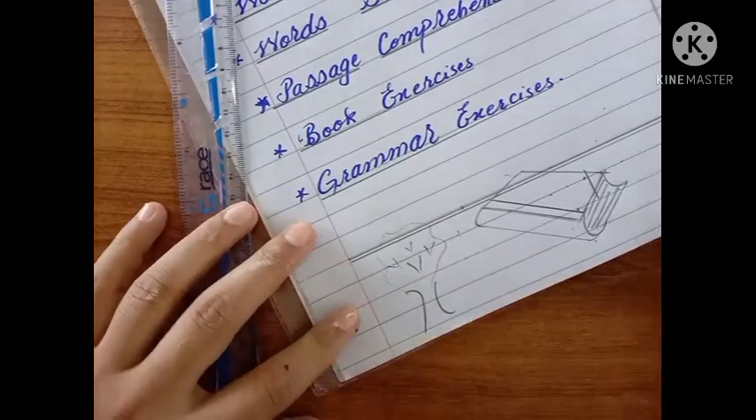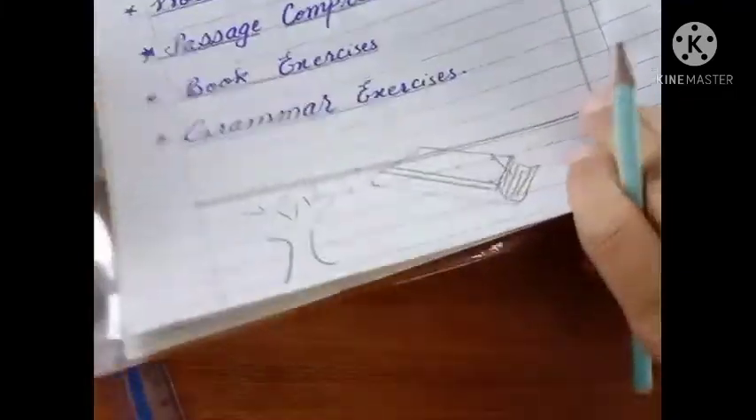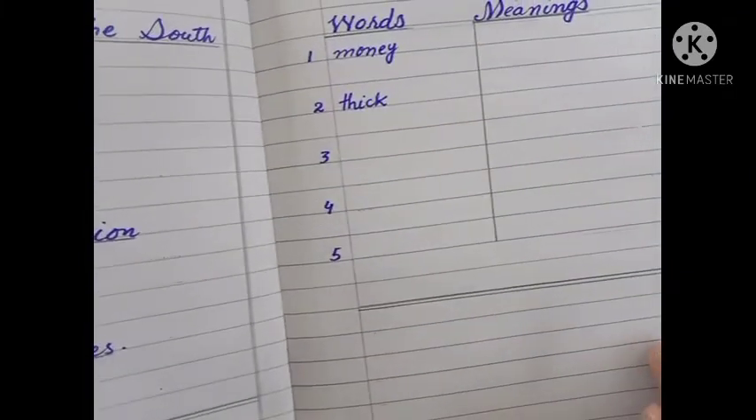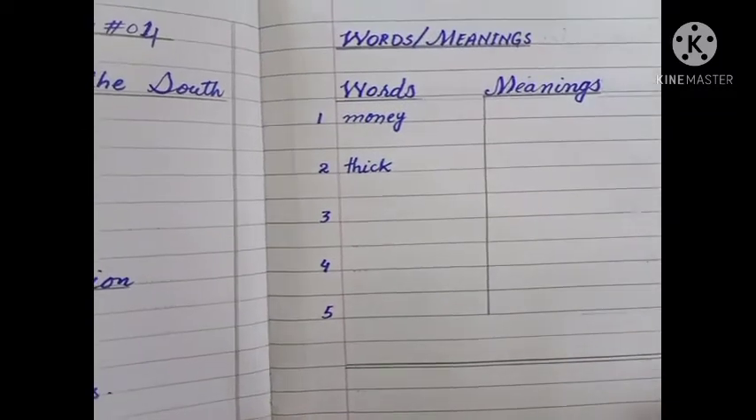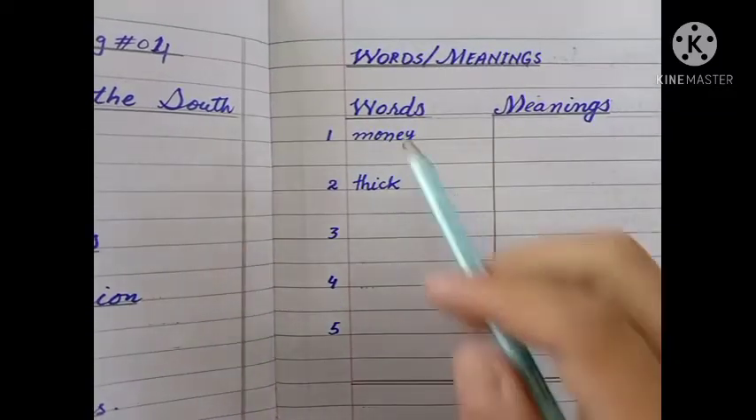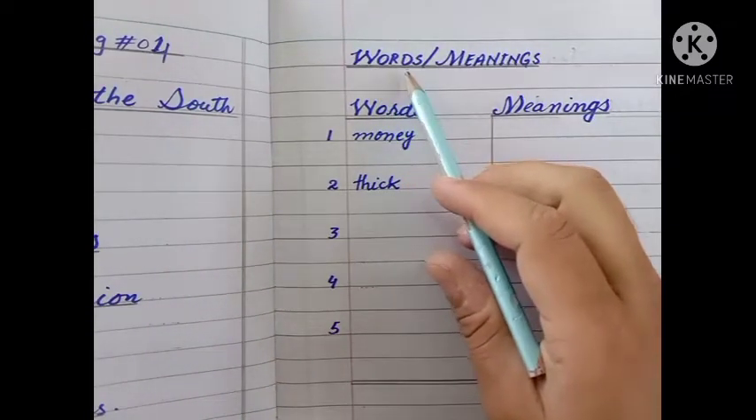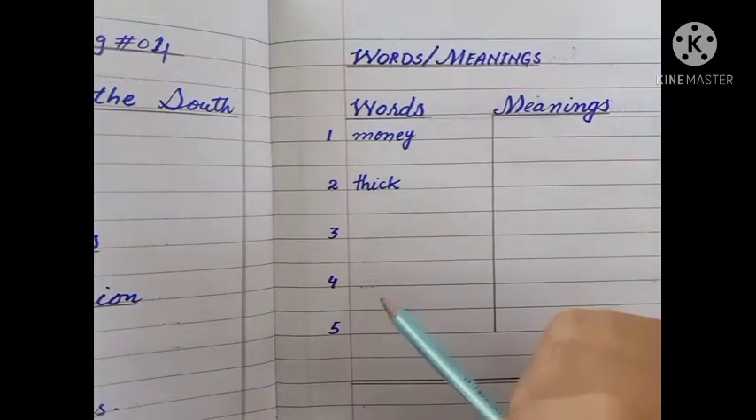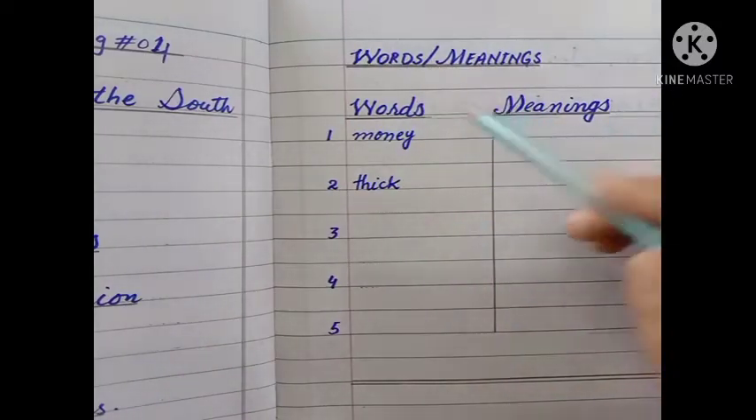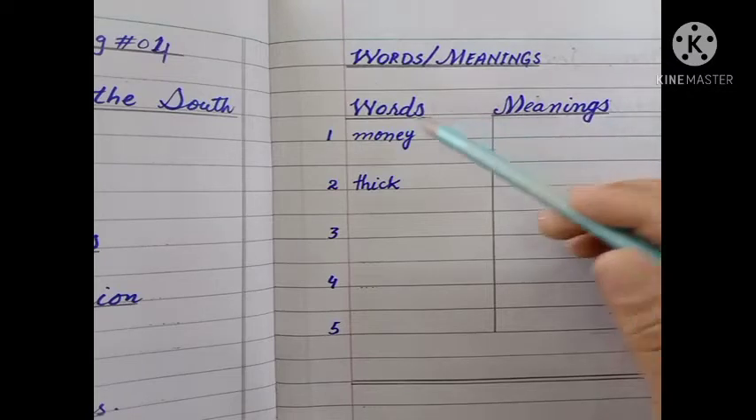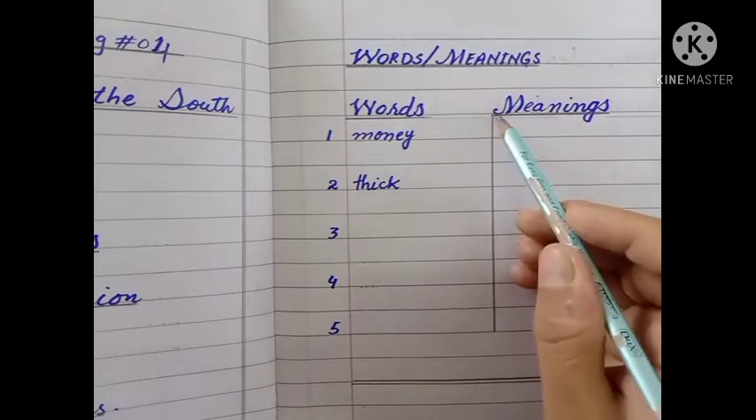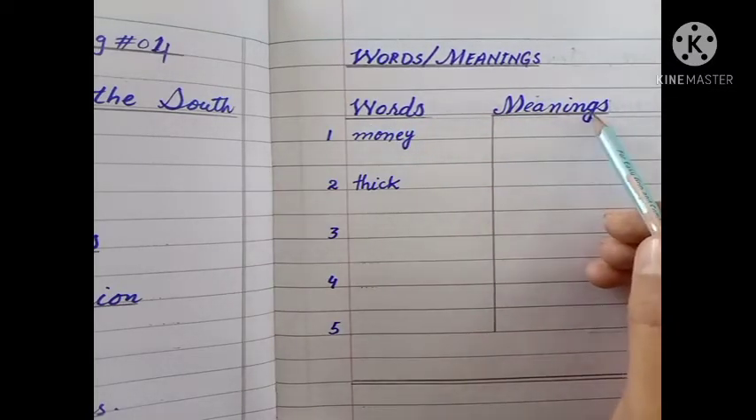If you would like to draw a diagram of a tree or anything that you can understand, dear students, then we have to come to the next page where we have the headings of the words meanings, all in capitalized form, words and meanings. Next, you have to draw a line like this, and you have to underline that with pencil. Underline.